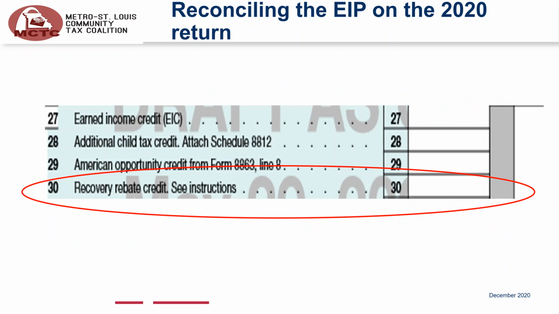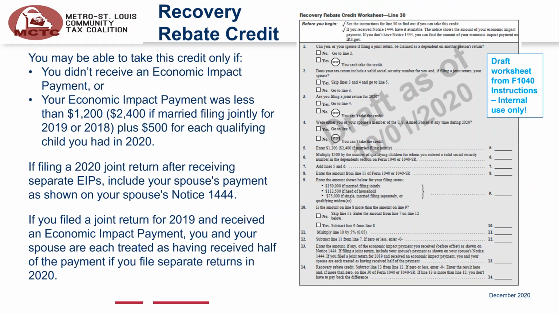Here, by the way, is where they show what line the recovery rebate will appear on, assuming the person did not receive the amount. If they received the $1,200, we believe that line could be blank. So we will see. This is one of the worksheets that probably is going to appear in the software.